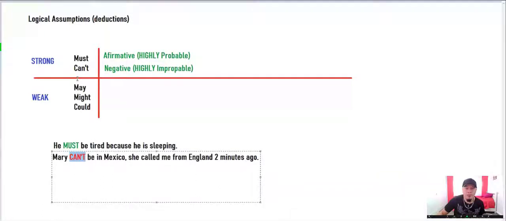So that's what happens with these two modal verbs. They express strong assumptions, strong deductions, whatever you want to call them. But the difference is that the first one is for affirmative sentences, whereas the second one is for negative sentences. And the meaning is totally different.